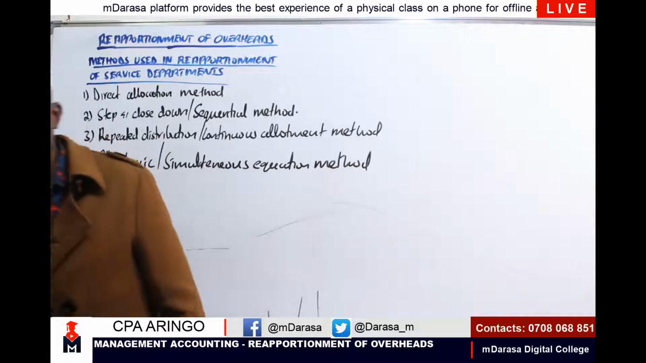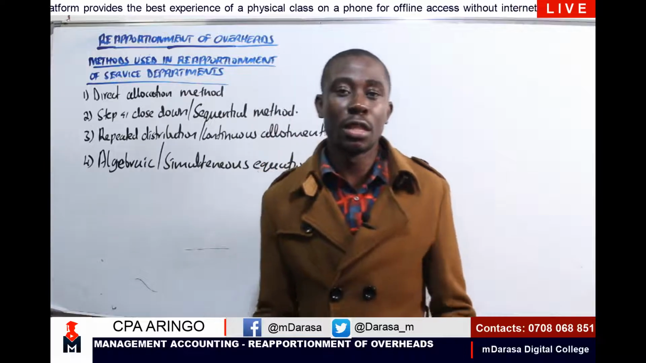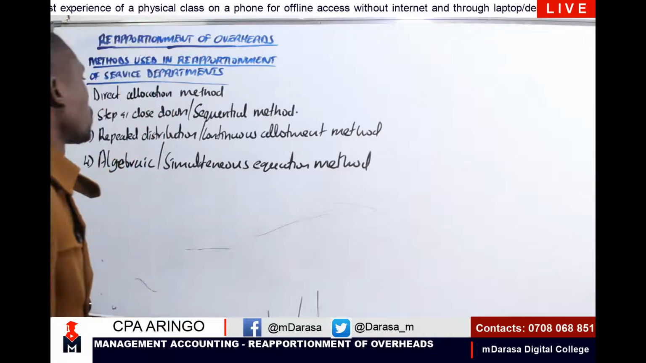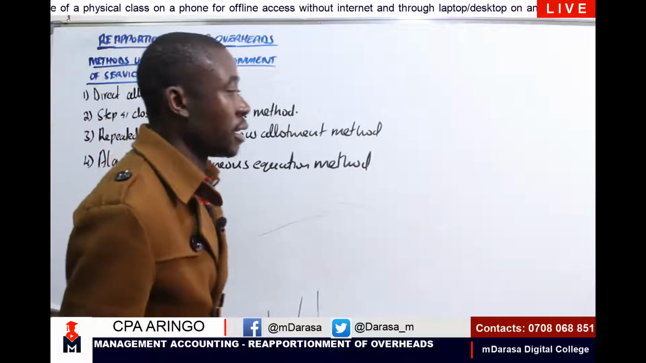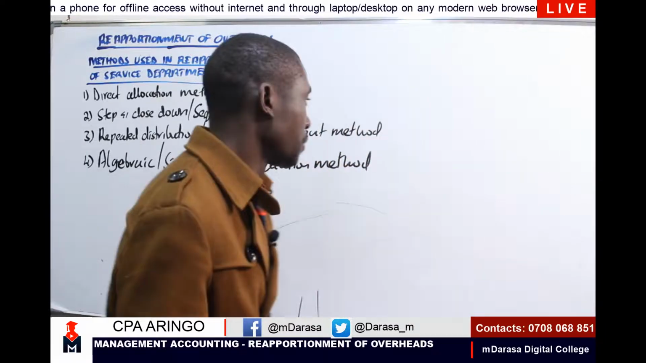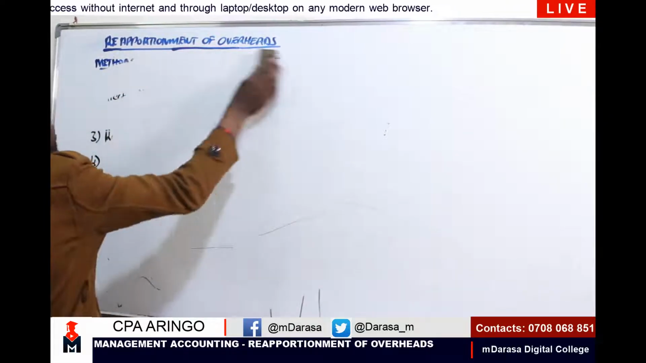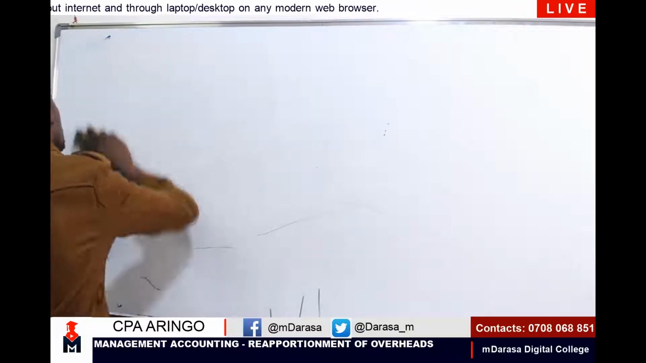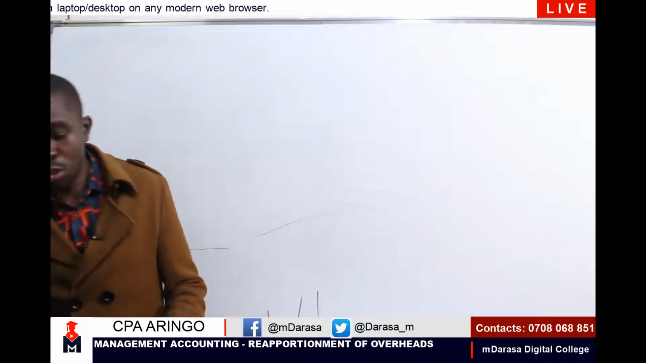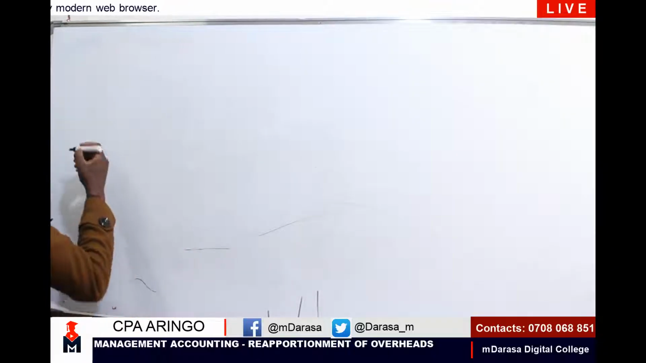So, mentioning that, we jump to step number 1. We'll also be working out these steps using questions from our past papers, so that this concept is cemented very well. In this case, we start by analyzing the first method of reapportionment, which we have referred to as the direct allocation method.